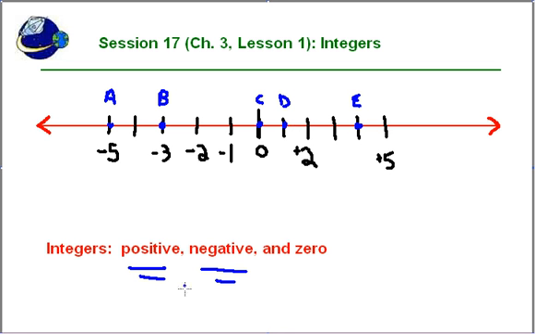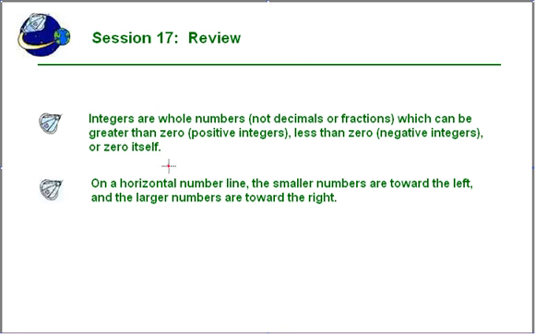Okay, that's the concept then of integers. Positive integers, negative integers, using the number line. The number that's further to the right is larger than that which is further to the left. Okay. That is your review. Integers are whole numbers, not decimals or fractions. They can be greater than 0, which would mean that they're positive integers. They can be less than 0, which would make them negative integers, or they could be 0 itself.